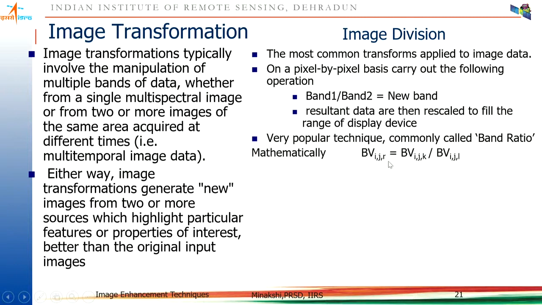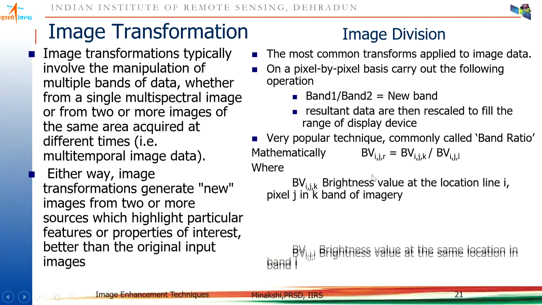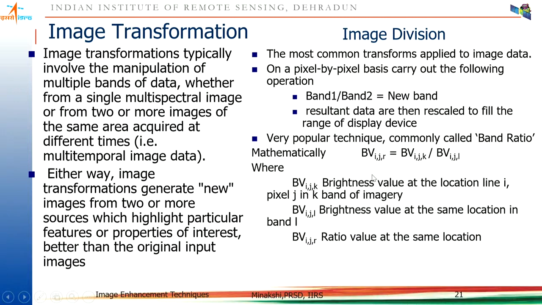So this is the mathematical notation: the brightness value at row i, column j in band k of the imagery is divided by the same pixel at row i, column j in band l, that is the second band of imagery, and the result is stored in the same location ij in a new image called the ratioed image. So this is band ratioing, a very popular technique which helps you interpret an image.